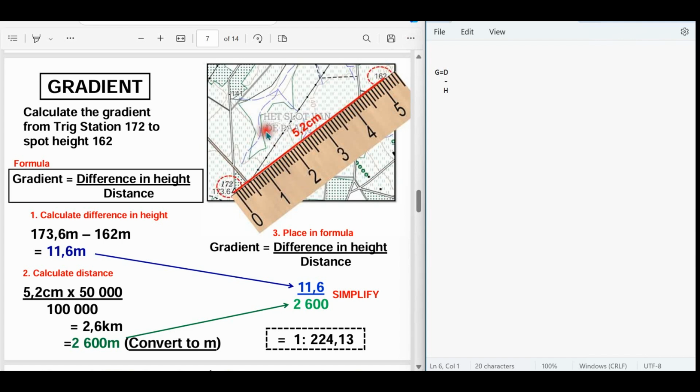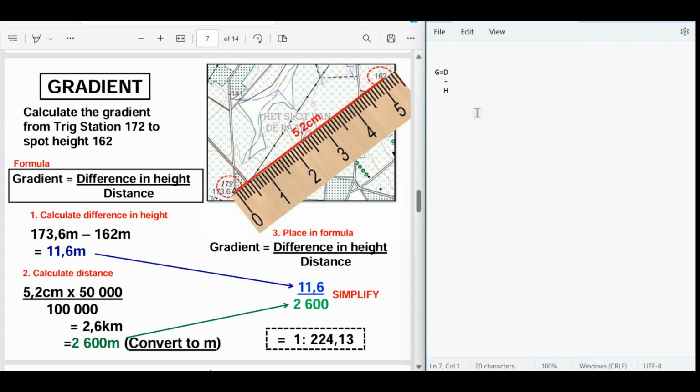Now if we are to differentiate between the heights of the two geographical objects, how do we measure them? We measure them by subtracting. We subtract the lowest height, which is spot height 162, from the highest height. It means that we are going to be subtracting spot height 162 from 172.